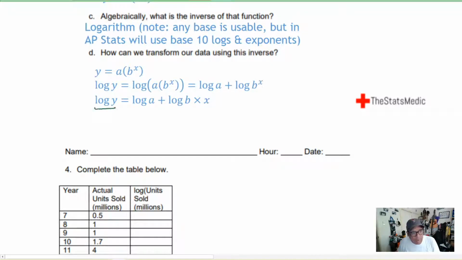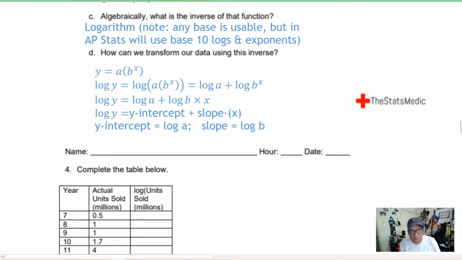We've got log of y equals something plus something times x, which sounds to me like a linear model. In other words, what we're looking at is log of y equals the y-intercept plus a slope times x. Or to put it more bluntly, the y-intercept is going to be the log of a, and then the slope is going to be the log of b.